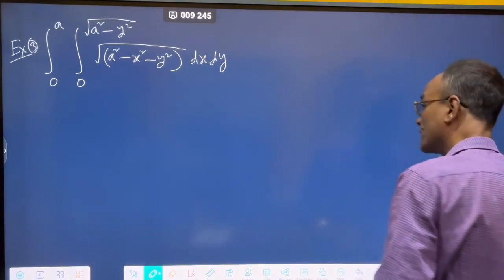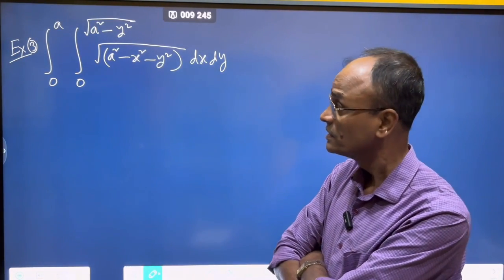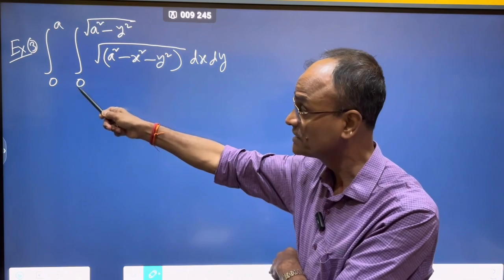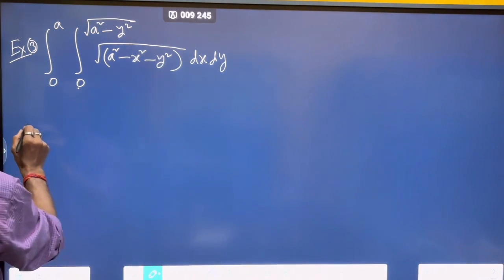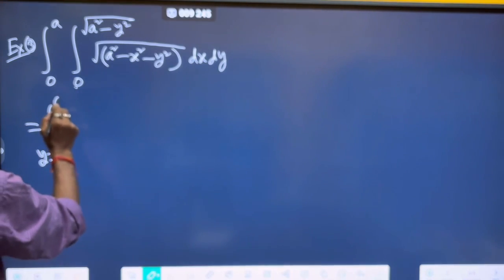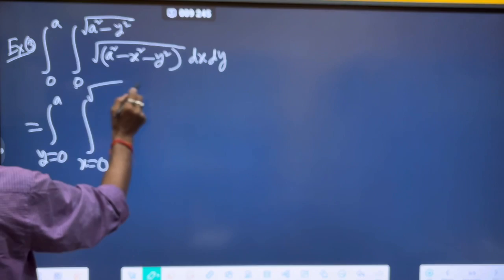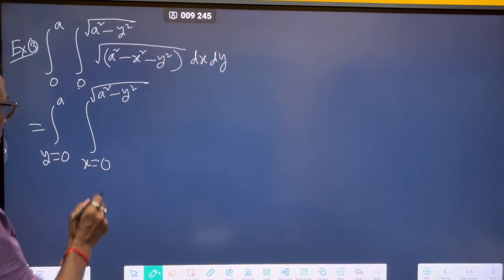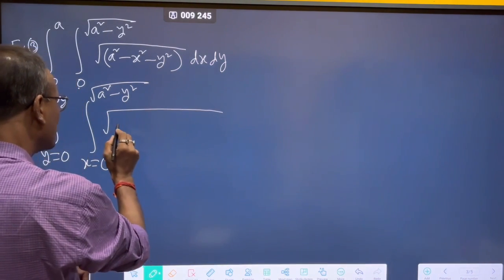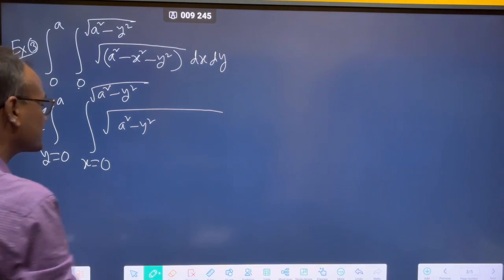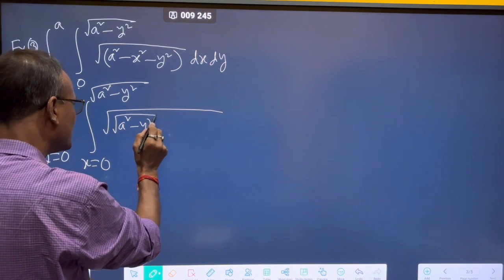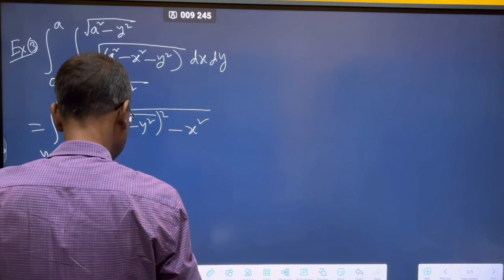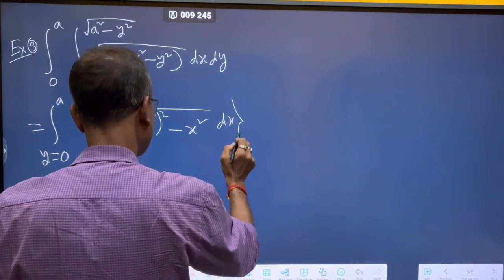Let us try to solve one more problem. Take y equal to 0 to a, and x equal to 0 to root over a square minus y square. Here we treat y as constant, so root over a square minus y square is constant. You may write it as this whole square minus x square, dx and dy.